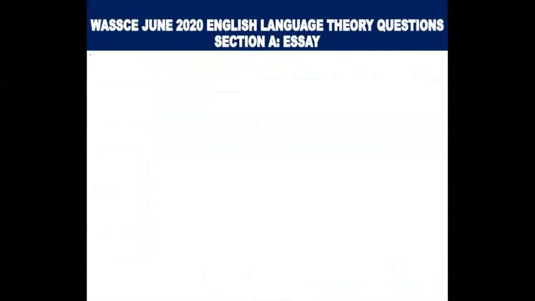As earlier mentioned, we are going to use an essay sample in response to an essay question taken from the 2020 West African Senior School Certificate Examination essay questions. As you can see, the Wassce June 2020 essay questions consist of 5 different questions, out of which you are required to pick only one question and write on it. So let's go through these questions and then pick one of them.